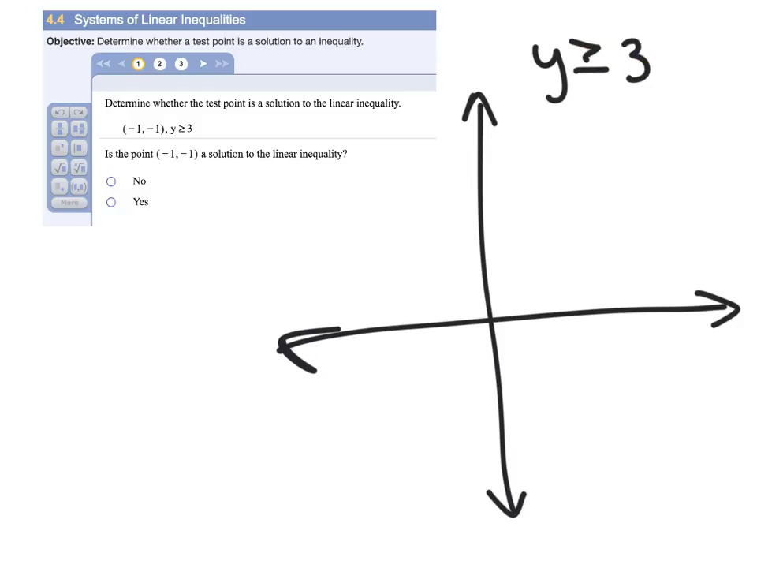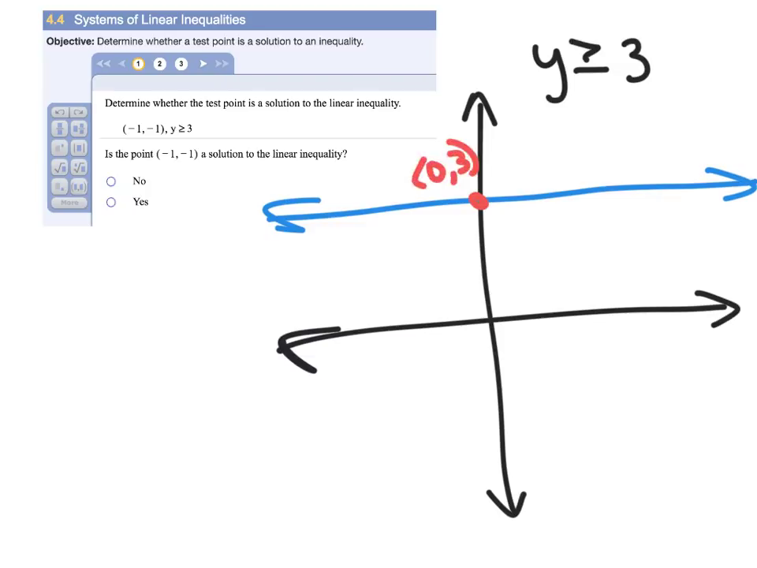Now, what does that look like? It's going to look like this. It's going to be a flat line, and I'm kind of drawing it at an angle, but it's supposed to be a flat horizontal line right at 3. So there's our 3, and so it happens to be 0, 3.